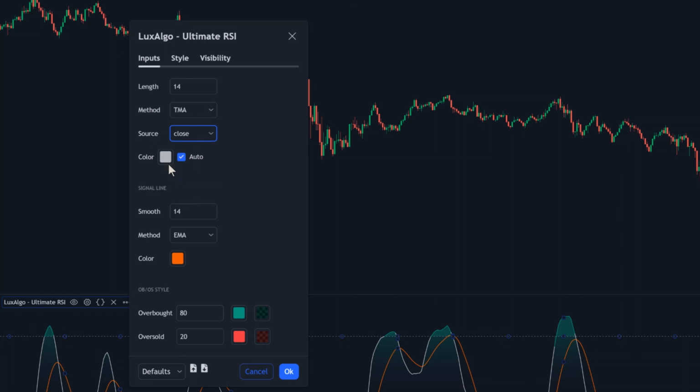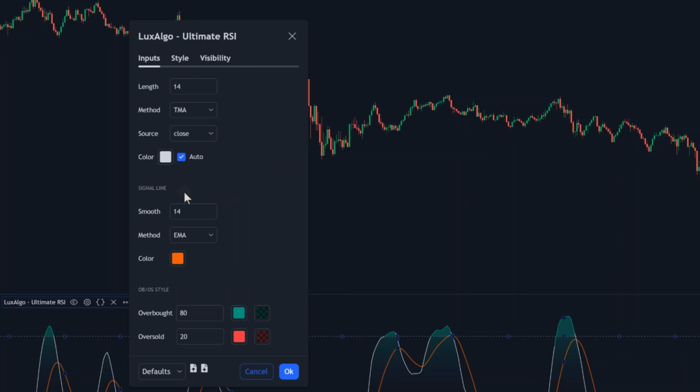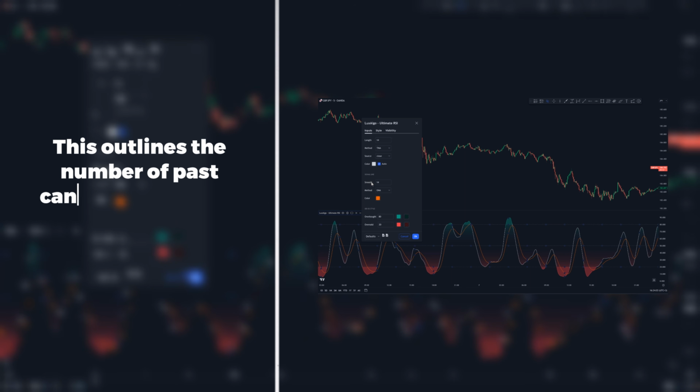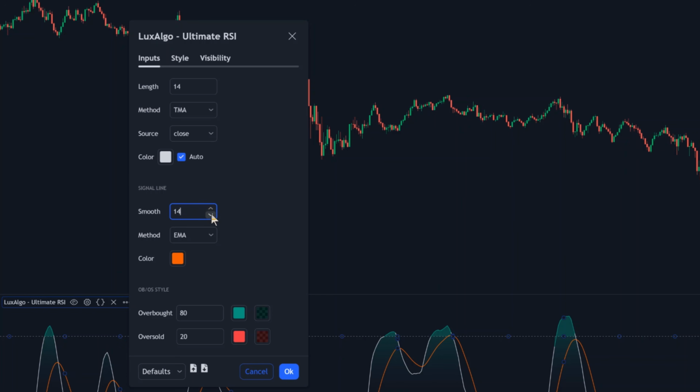Following this, you have the flexibility to alter the color of the ultimate RSI line as per your preference. Switching gears to the signal line settings, we encounter the smoothing period, which outlines the number of past candles engaged in its smoothing process. For the smoothing method, we've chosen to go with the least reactive option, which is TMA.